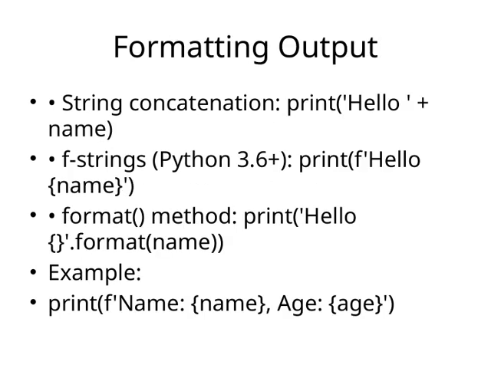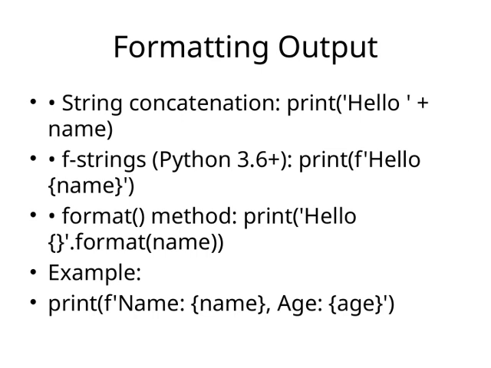Let's talk about different ways to format output in Python. First up is string concatenation, which is pretty straightforward, using the plus sign to join strings together. For example, you can write print hello plus name, and it will display a greeting followed by the name. Next, we have f-strings, which were introduced in Python 3.6. These are really handy because they allow you to embed variables directly into your string using curly braces. So, instead of concatenation, you can write print f-hello name, and it will automatically insert the value of name into the string. Then there's the format method.